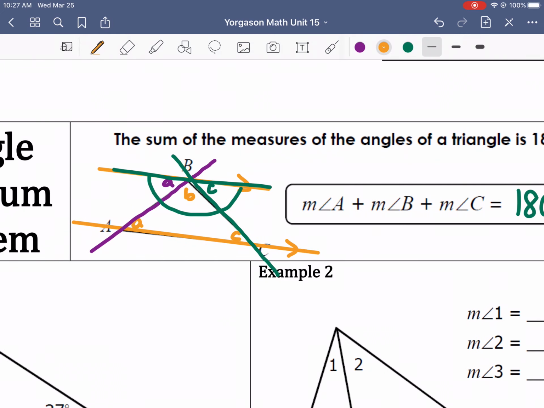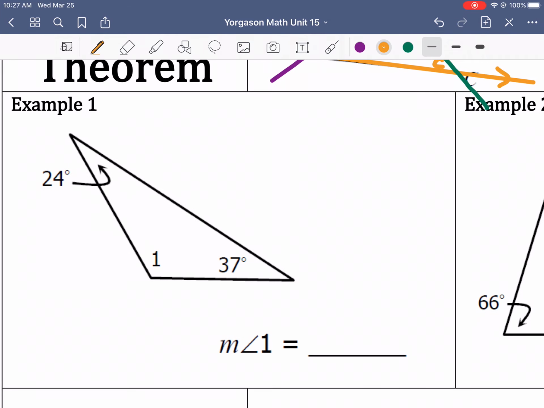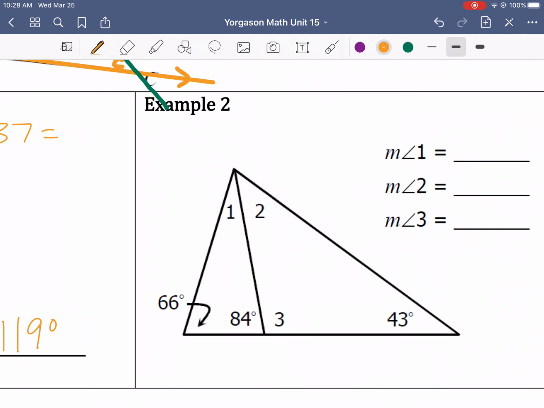Okay, so with that knowledge, what can we do? Well, over here, they've given us the measure of 2 of the angles inside the triangle, but we have to find the measure of the third angle. And I know that if I add up 24 plus 37 plus whatever I get for angle 1, it should equal 180 degrees. So what I'm going to do is take 180 minus 24 and minus 37. And if I subtract both of those things, I end up with 119 degrees. And it may not be a bad idea to add those 3 together and make sure that they do equal 180.